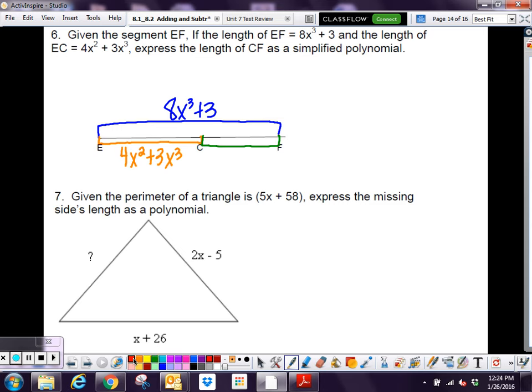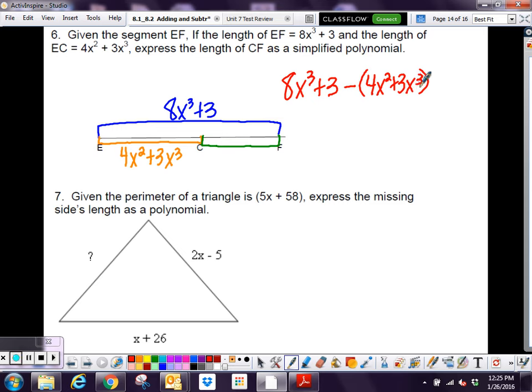All right, so let's think about this. We have the whole thing. We have 8x cubed plus 3, and we have a little piece. How do we find the other piece? We're going to subtract them. You have to be very careful here. Do not try to do this in your head, okay, because you're going to miss something. You need to write this out. So we're going to have 8x cubed plus 3 minus. We need minus this whole side, which means that whole side needs to go in parentheses. So minus (4x squared plus 3x cubed).